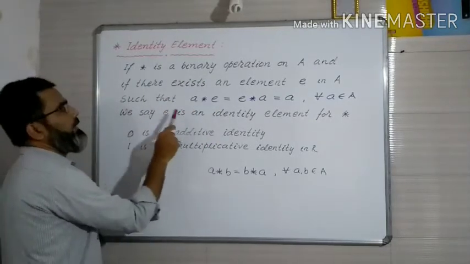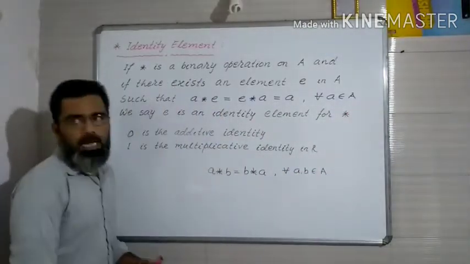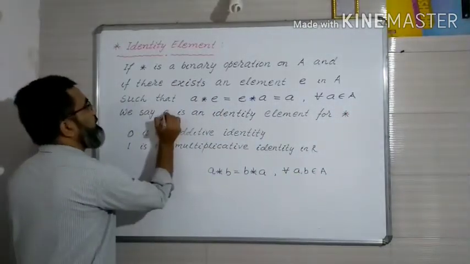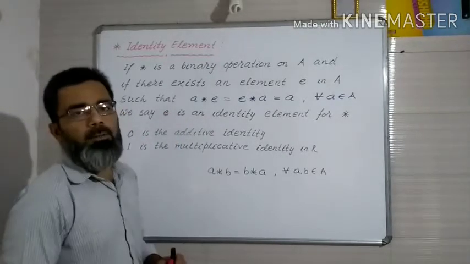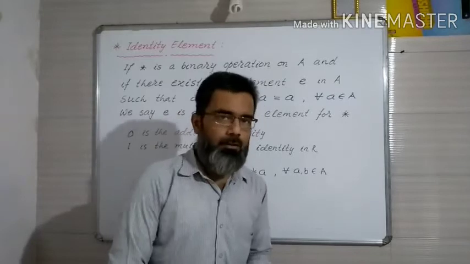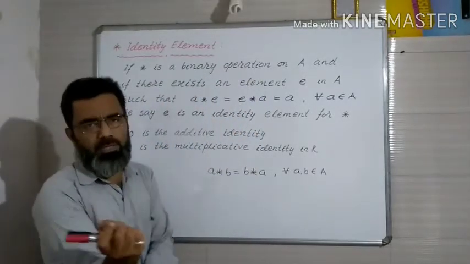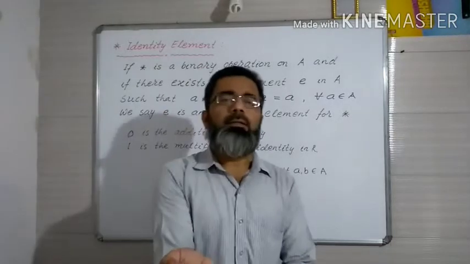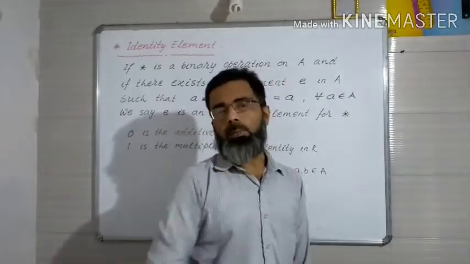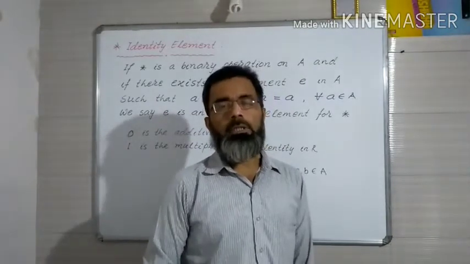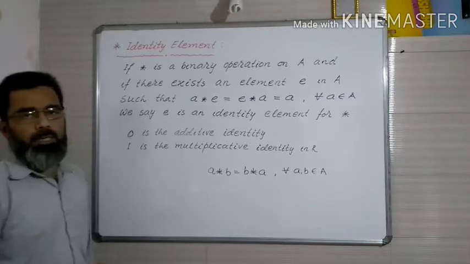Then we say e is an identity element for star. Star means binary operation. So thus identity element is defined. Right? Now, we know it very well that identity elements for addition and multiplication. What is the identity element of addition?